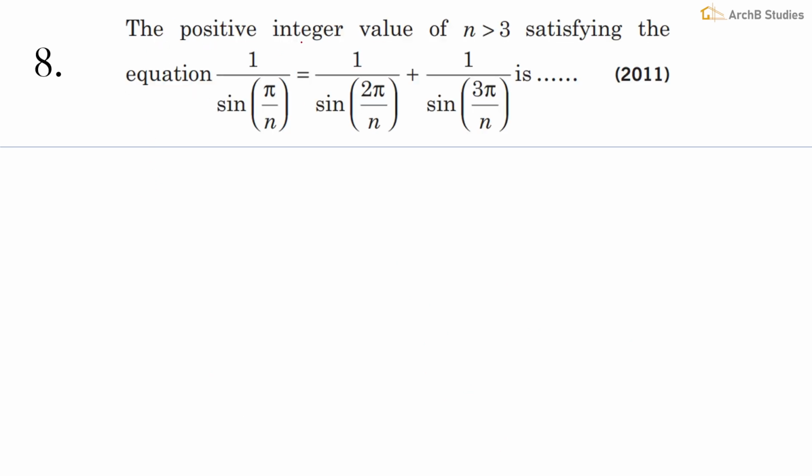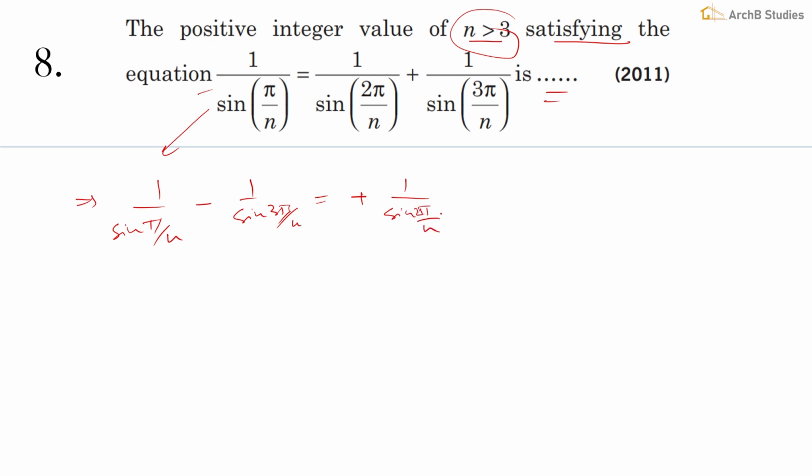Eighth is the positive integer value of n greater than 3 satisfying the equation 1 upon sine pi upon n equal to 1 upon sine 2 pi upon n plus 1 upon sine 3 pi upon n. So let's simplify this first. We can write this as 1 upon sine pi upon n minus 1 upon sine 3 pi upon n equal to, sorry, it will be plus 1 upon sine 2 pi upon n.